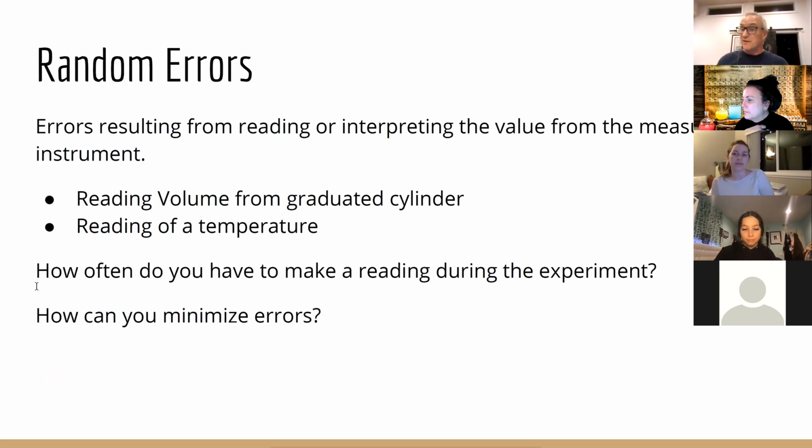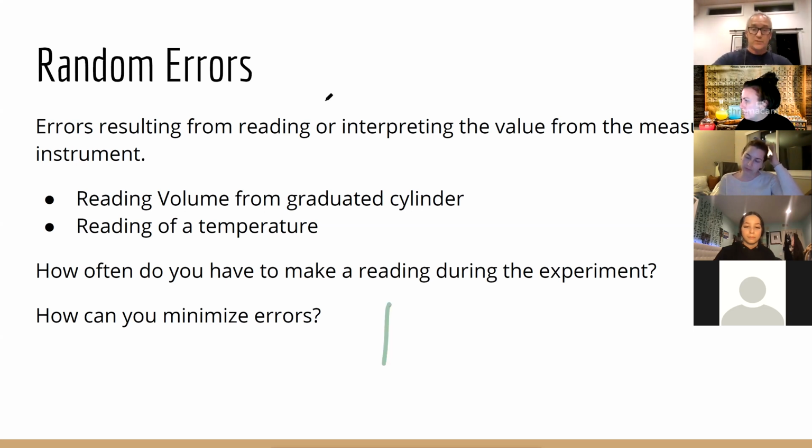Okay, so random errors. These are different from systematic. These are errors resulting from reading or interpreting the value from the instrument. They come from both the instrument and you. You can't get as accurate a measurement from the instrument as you want, because maybe it's not the right instrument to use, and then you have to use your own judgment in determining what the measurement should be. Like reading the volume from a graduated cylinder, for instance. That's something we're going to do today.